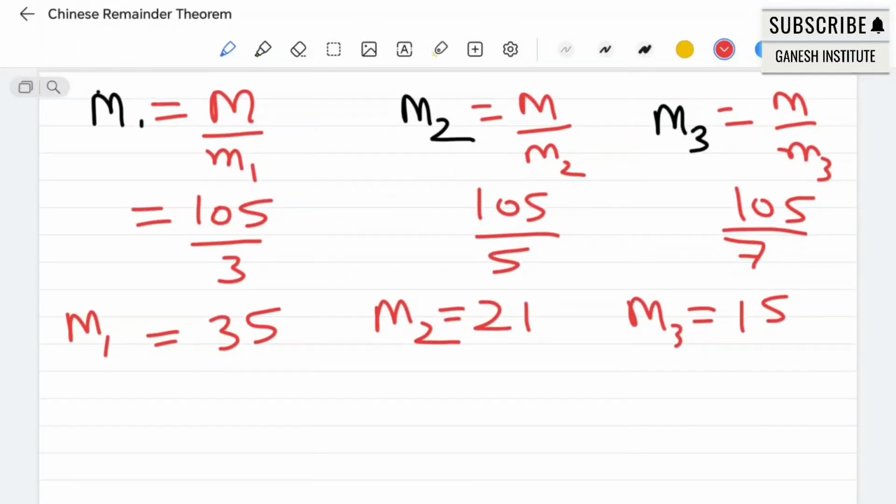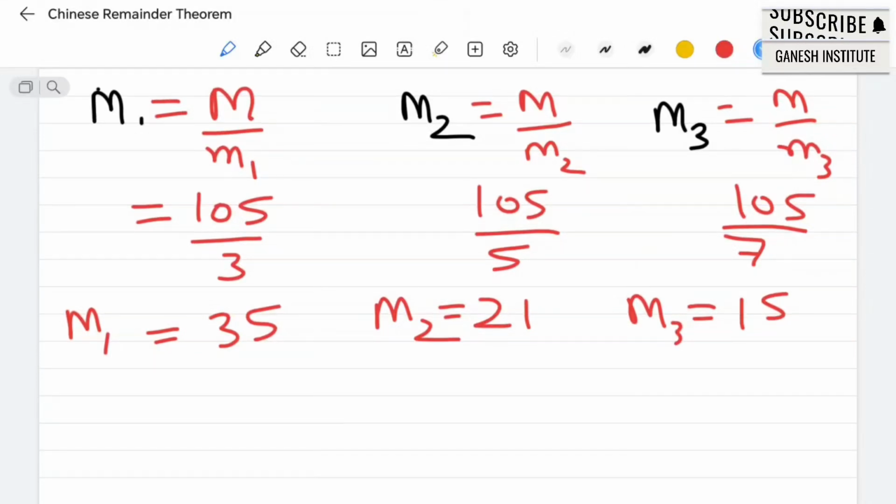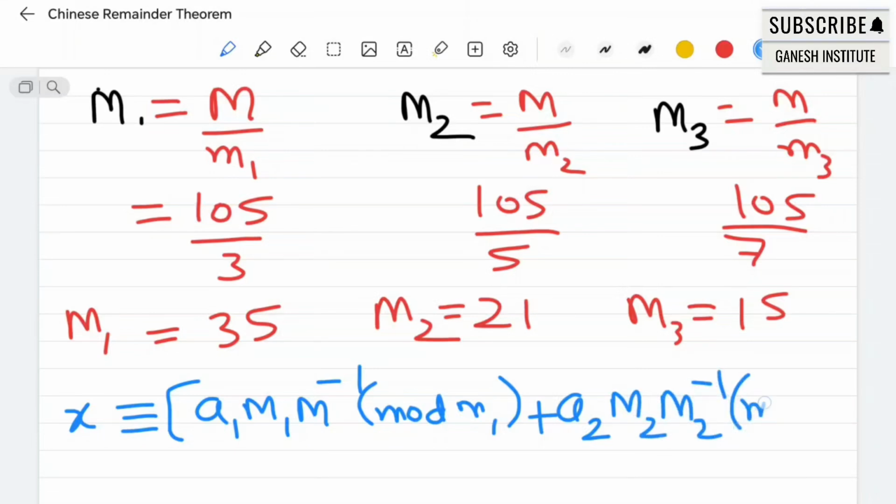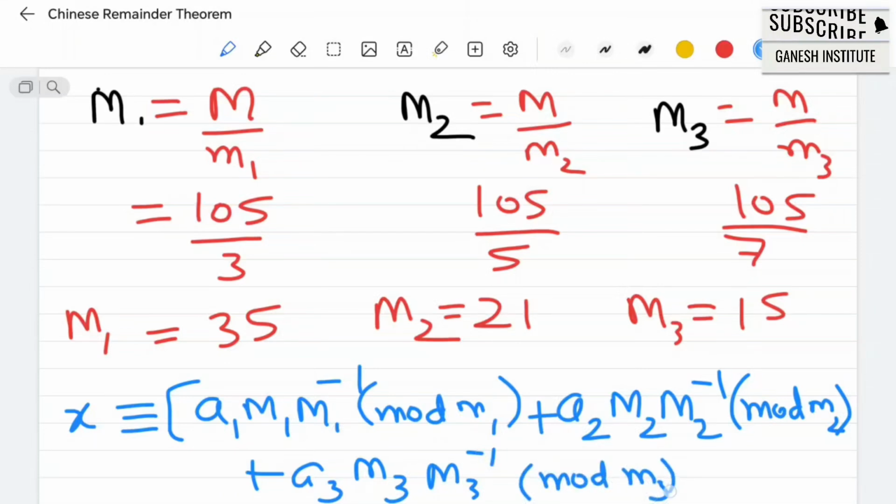Now the main formula. The formula goes like x is congruent to a1 M1 M1 inverse modulo m1, and do it for the second and third values also. So a2 M2 M2 inverse modulo m2, plus a3 M3 M3 inverse modulo m3, and take this whole thing modulo M.